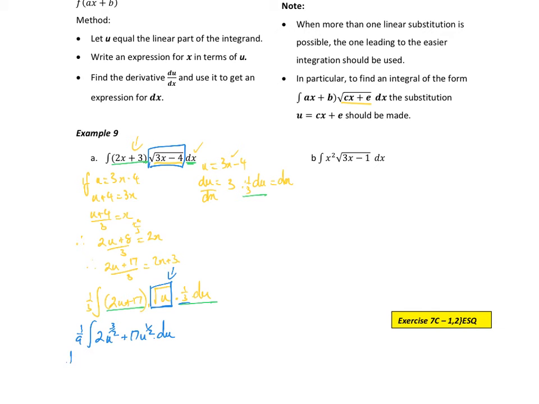So I'm going to have 1/9 out the front. I'm going to add 1 to the power, 5 on 2, divide by 2, which is 2/5. So I'm going to put a 4u to the 5 on 2 over 5 plus u to the 3 on 2 over 3 on 2. So I get u to the 3 on 2. I'm going to divide by 3 on 2, which is flip it upside down, 34 on 3 times 1/9.